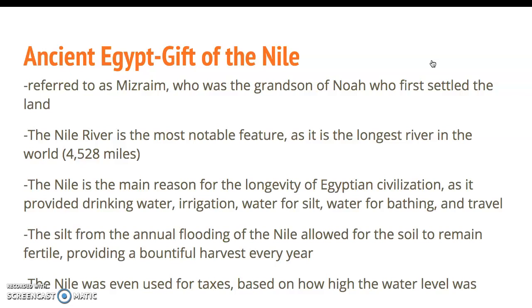Gift of the Nile, referred to in the ancient times as Mizraim. It was named after the grandson of Noah, who was the first one to settle in that land. Mizraim was the son of Ham. We know that Ham went to Africa.